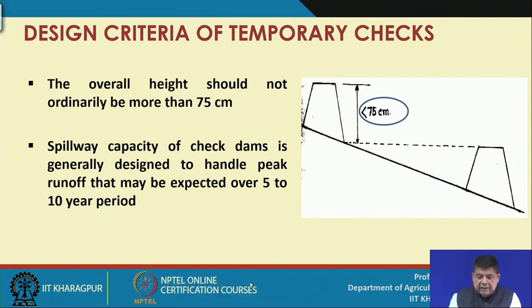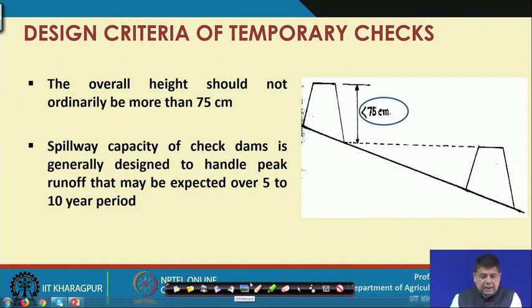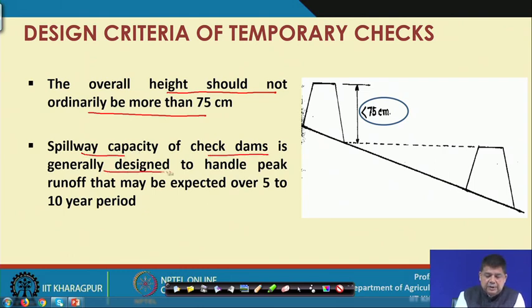So, design criteria for temporary checks are: the overall height of these temporary structures should be limited to 75 centimeters. This is an important thing. Then the spillway capacity of the check dam is generally designed to handle peak runoff that may be expected over 5 to 10 years. So, with 3 to 8 years of life, that is why the frequency at which the peak runoff, either rate or volume, has to be calculated is 5 to 10 years.